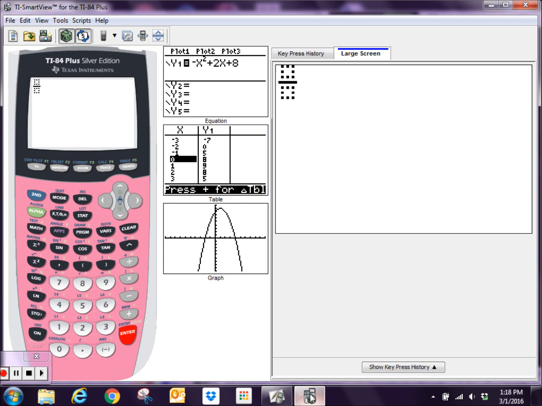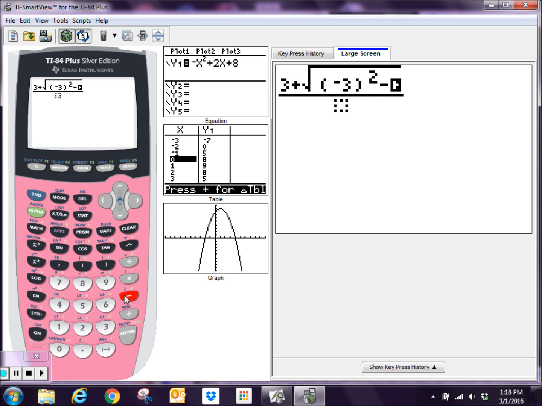Now I'm going to type in everything exactly like I wrote it. So I'm going to do 3. Now I always just do the plus first. You can't do them at the same time, but I'm going to show you a trick. So we got 3 plus the square root of negative 3 squared minus 4 times 2 times negative 5, and then just use your arrow to go down.